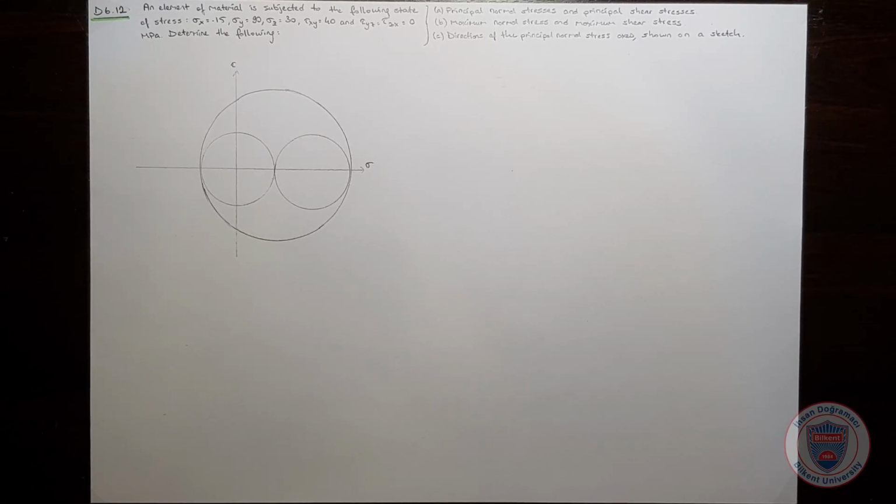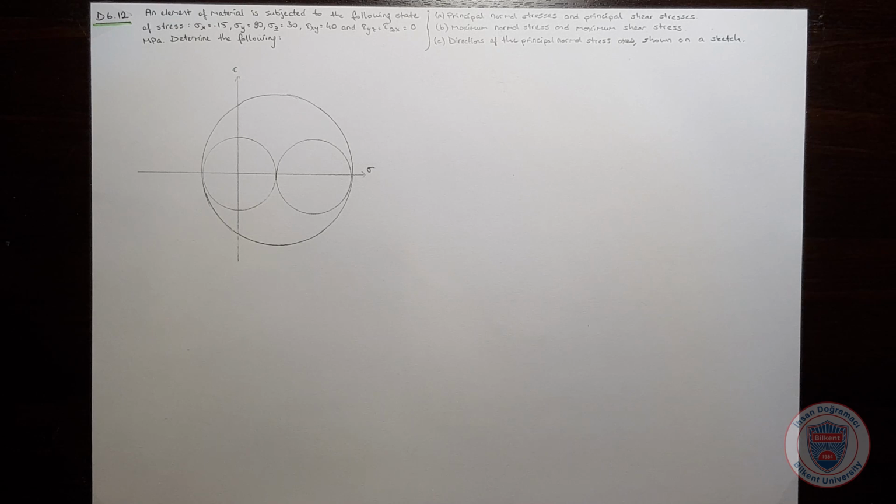In this question, we have an element of material which is subjected to the following state of stress. Sigma x is minus 15 MPa, sigma y is 90 MPa, sigma z is 30 MPa, tau xy is 40 MPa, and we know that tau yz and tau zx are equal to 0.